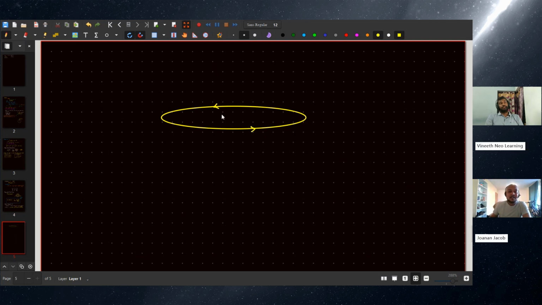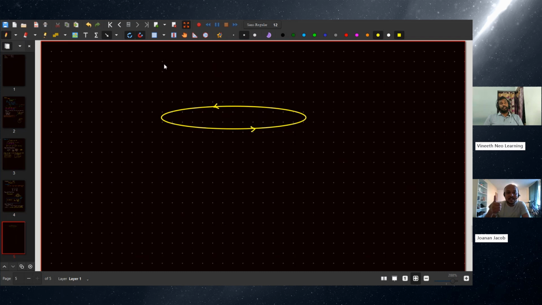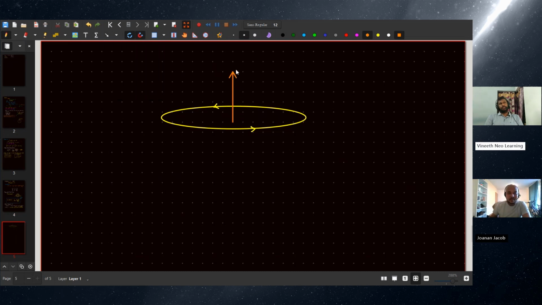Current, what will it give? It will give a magnetic field, in the direction of the axis of rotation, and that direction is given by the right hand screw rule, isn't it? Yes, sir. Now this will be the direction of the magnetic field. This is the direction of current I.